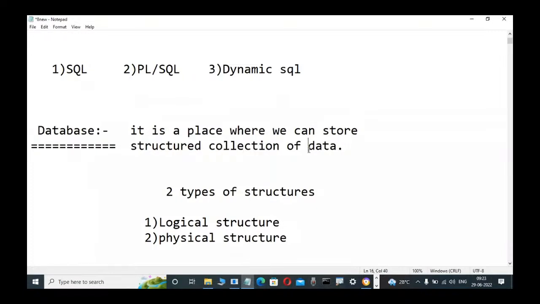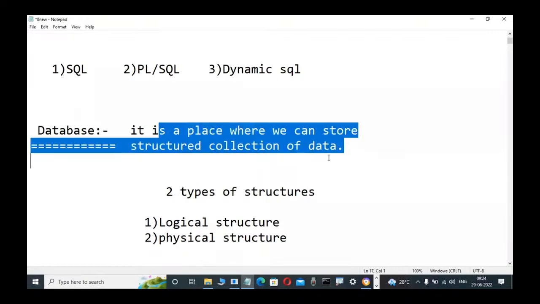Logical structure side. Logical structure means your structure is not visible in the operating system, but it is visible in a database only. What is that? Tables. That's why a structured collection of data means table format only. Developers are well-known persons, so that's why they are telling that a database means a logical structure side.